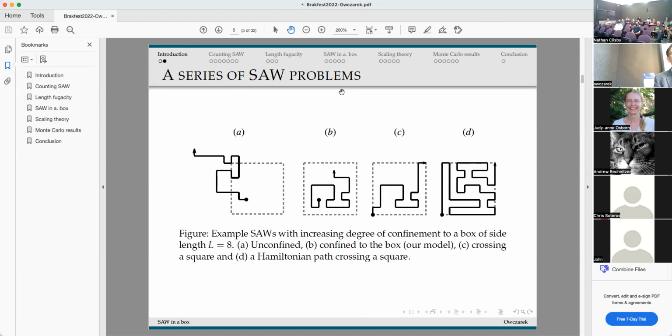Models C and D have also been looked at and studied previously. In C, we see a self-avoiding walk which is constrained to be inside a square, starting at one corner of the square and ending at the opposite corner, but staying inside the square. And in D, we have a self-avoiding walk which visits every site, and I think we've had that before today as well, which are known as Hamiltonian paths.